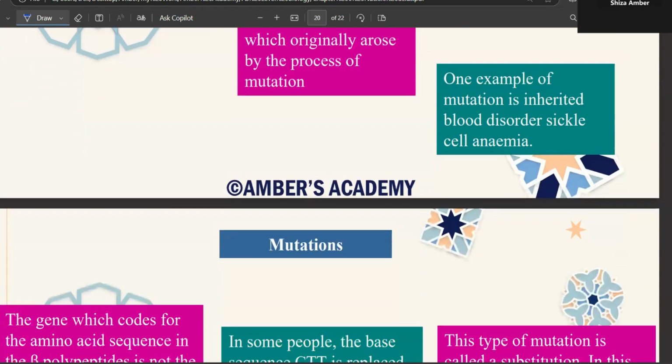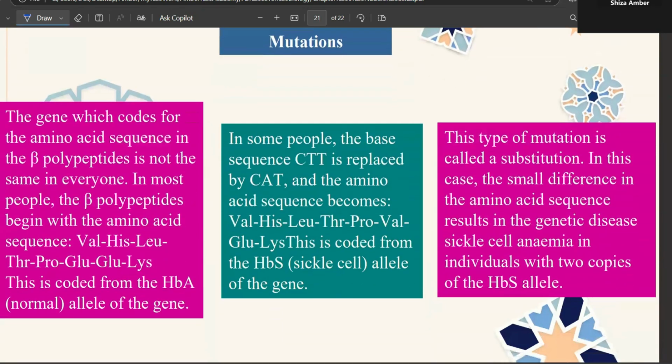And now you need to remember for sickle cell anemia which of the bases is altered and which amino acid comes due to that altered sequence. Okay, so you need to remember all of this detail. The gene which codes for the amino acid sequence in the beta polypeptide is not the same in everyone. In most people, the beta polypeptide begins with the amino acid valine. You do not need to remember this, it is excessive information. You will not be tested on this.